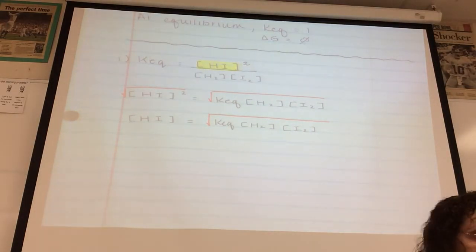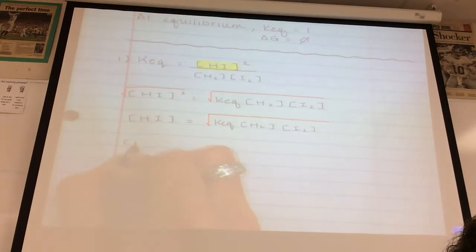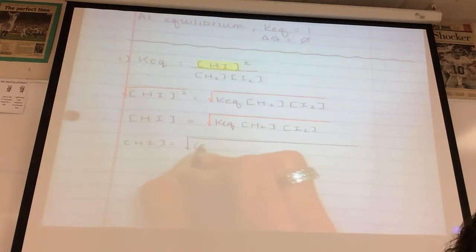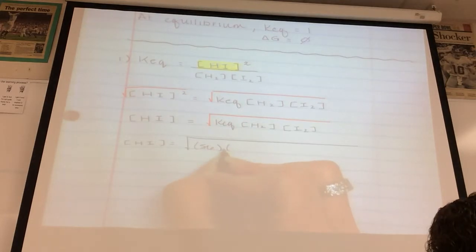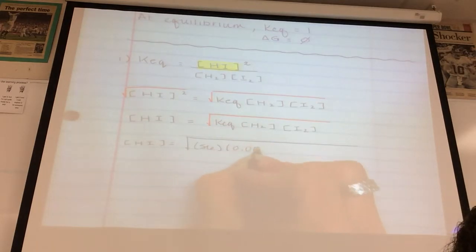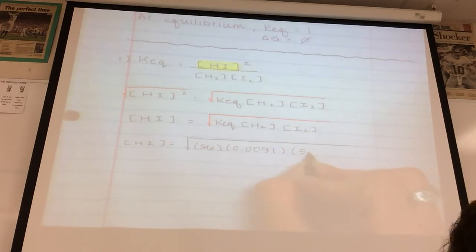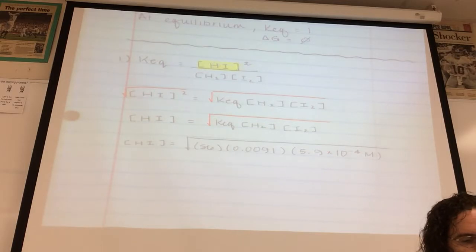Once you have everything set, you're ready to plug in and solve. KEQ is 56. Hydrogen concentration is 0.0091. Iodine concentration is 5.9 times 10 to the negative 4th molar. You probably need parentheses if you have a multiview, so be careful with that little calculator.